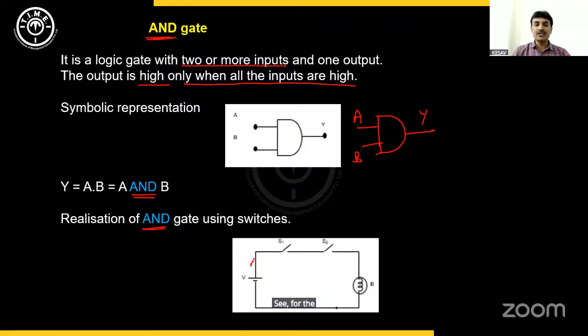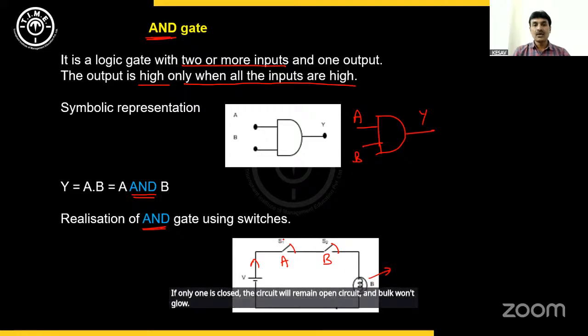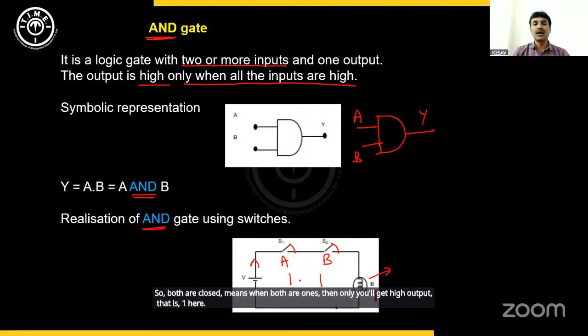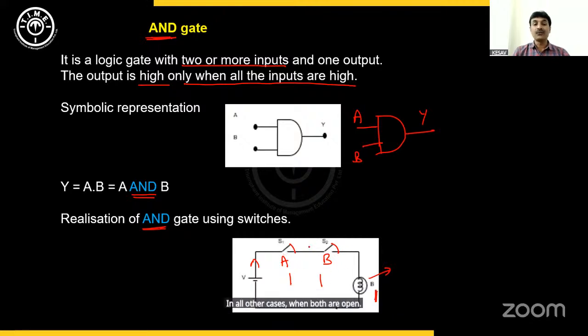See, for the current to pass through this circuit to reach this bulb and for the bulb to glow, you need to close both the switches 1 and 2, or A and B. If only one is closed, the circuit will remain an open circuit and the bulb won't glow. Isn't it? So when both are closed, when both are ones, then only you will get high output, that is 1 here. In all other cases, when both are open or when any one is open, the output will remain low. So when both are open, meaning both are zeros, the bulb won't glow. A, B are the inputs, Y is the output. Y remains low when both A and B are low.